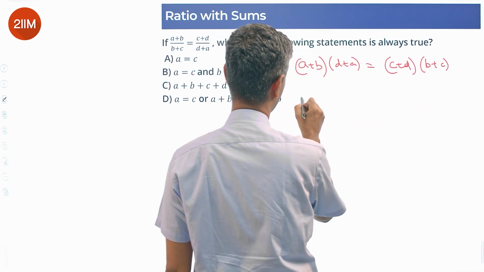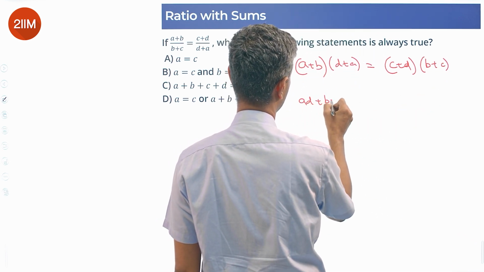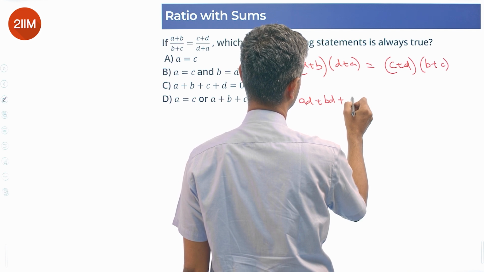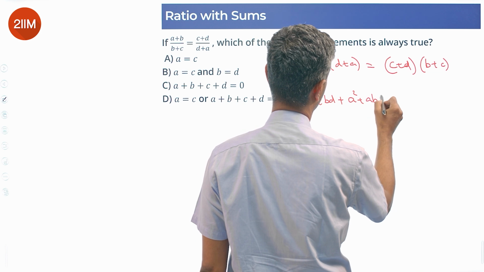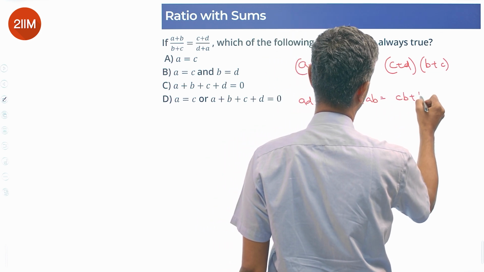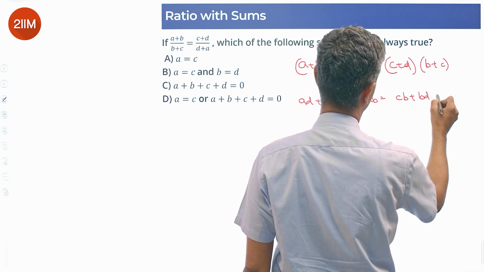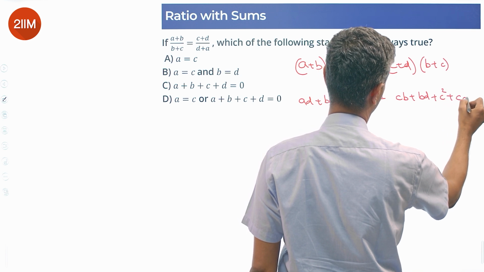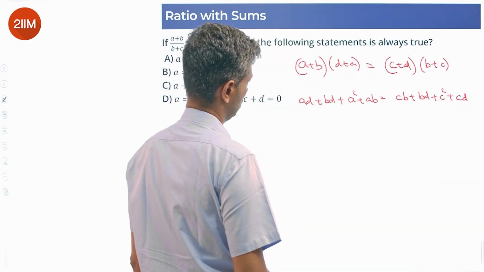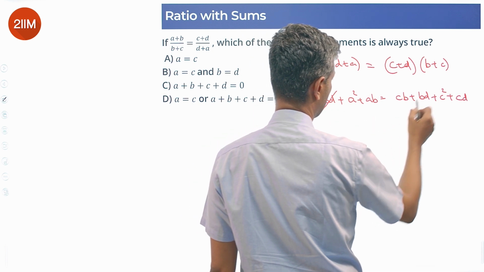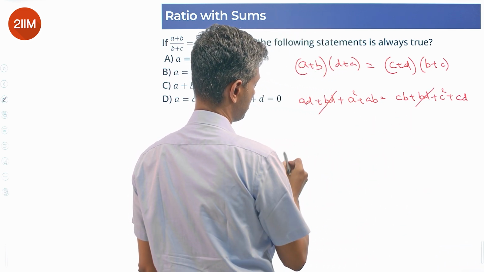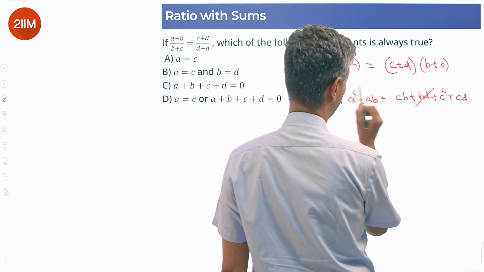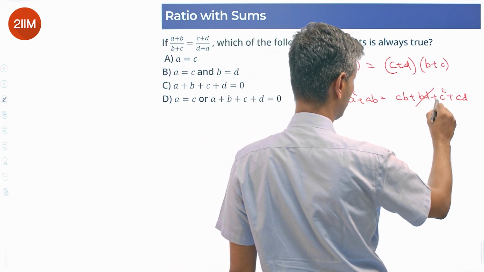Let's expand this. AD plus BD plus A square plus AB equals CB plus BD plus C square plus CD. Does anything get cancelled? Yes, BD gets cancelled. So AD plus AB plus A square equals CB plus C square plus CD.